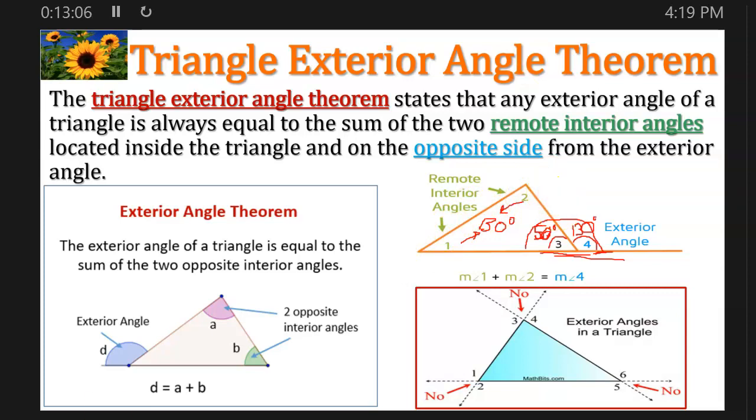I don't know why my computer's lagging today. Okie dokie. Let's erase this because I had a lot of writing on here. There we go. Okay, so these two angles inside here are going to add up to equal this one, but these two are remote. Notice they're not right next to the exterior angle. Angle 3 is right next to this angle 4 outside. So again, if you're trying to figure out which two of the 3 triangle angles to add together to equal that exterior angle, pick the two that are farthest away from that exterior angle.